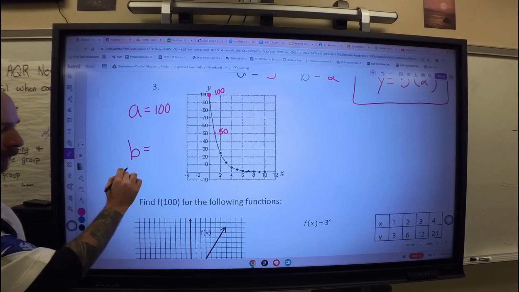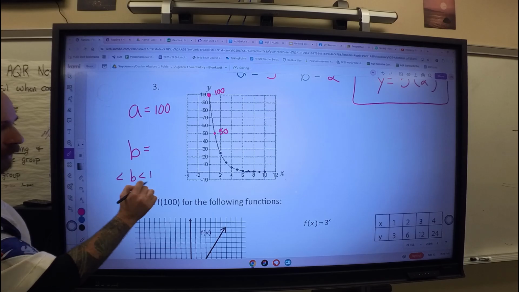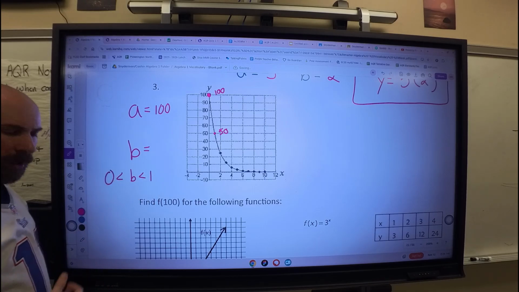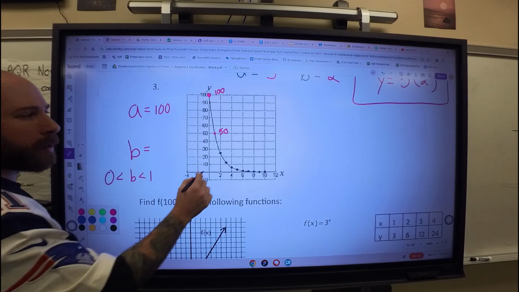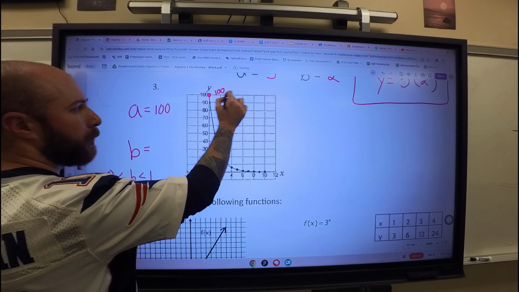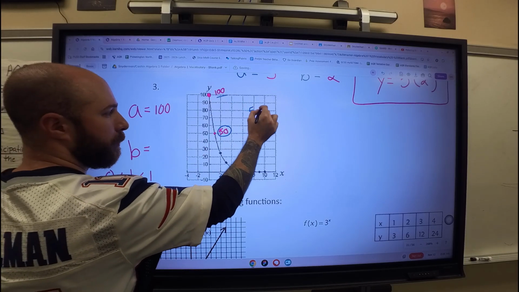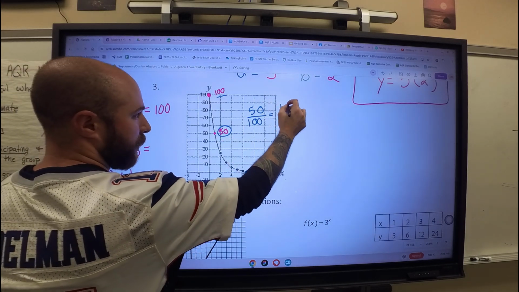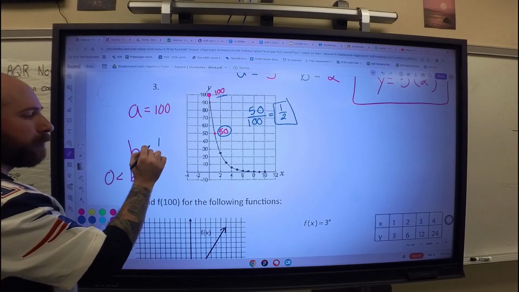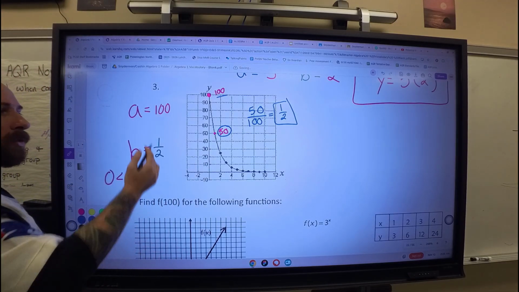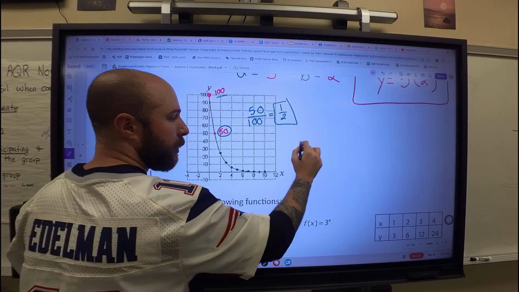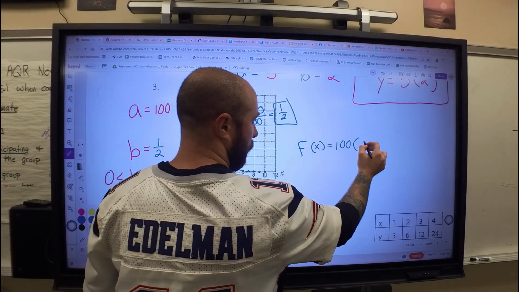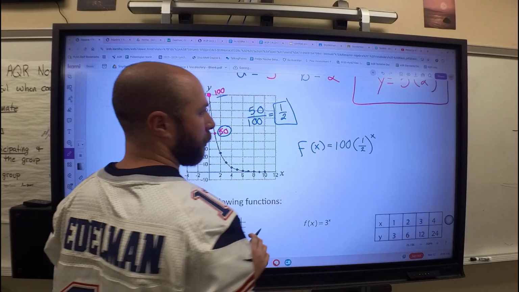When we are getting smaller, our value of b has to be between 0 and 1, so it has to be a fraction. The easiest way to figure out what that fraction is, take the smaller number, divide it by the bigger number. So if I do 50 divided by 100 and I reduce, that gives me 1/2 as my value of b. So now we have A, we have B, so we can write f of x is equal to 100 times 1/2 to the power of x.